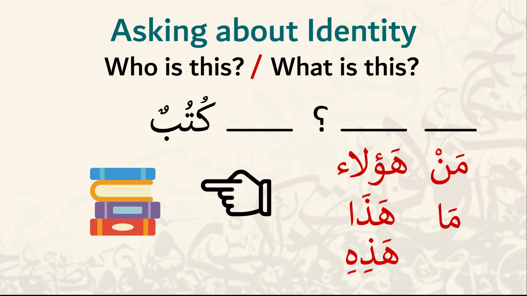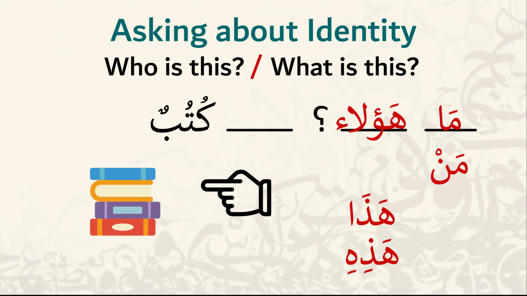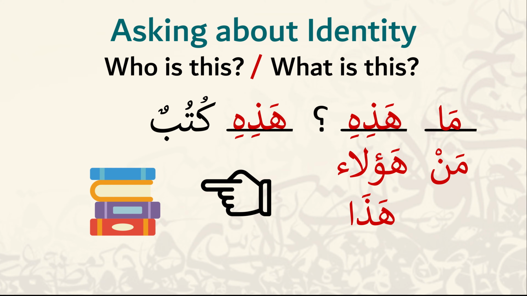First, we will use ما because books are non-humans. And for the pointing noun, some people might use هؤلاء for plural, but this is wrong, as هؤلاء is used for human plurals, and kutub is non-human. So here we will use هذه. ما هذه? What are these? هذه كتب.